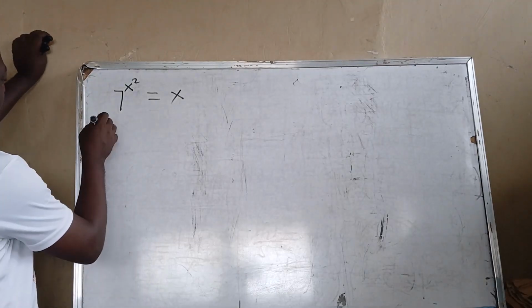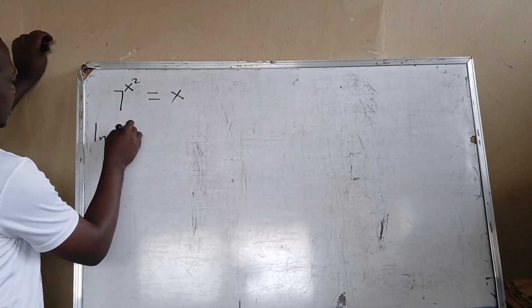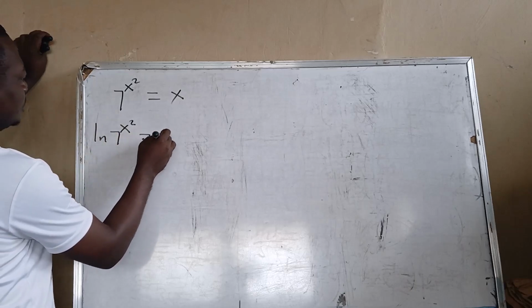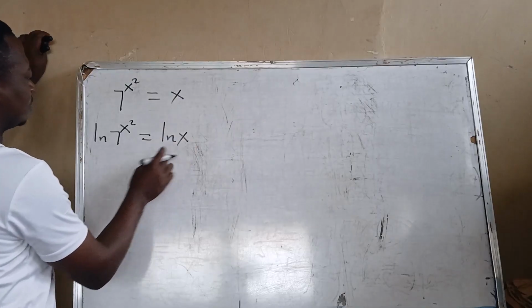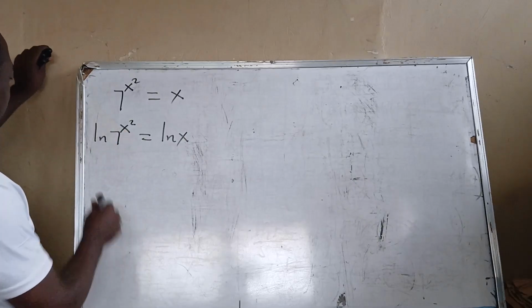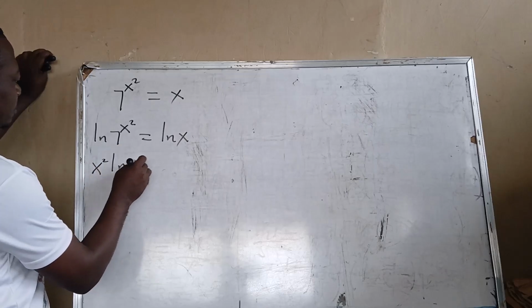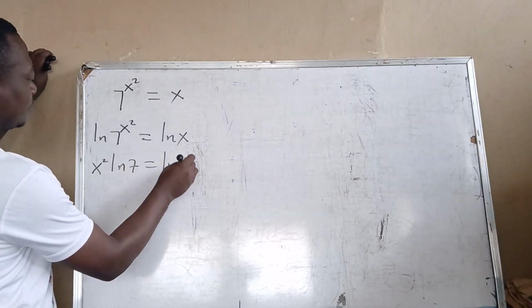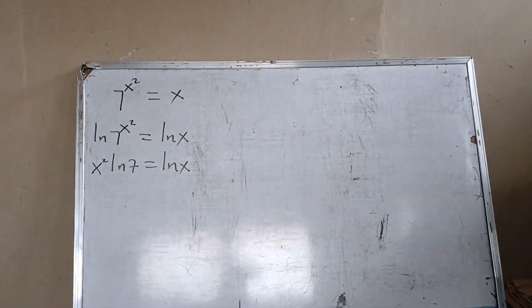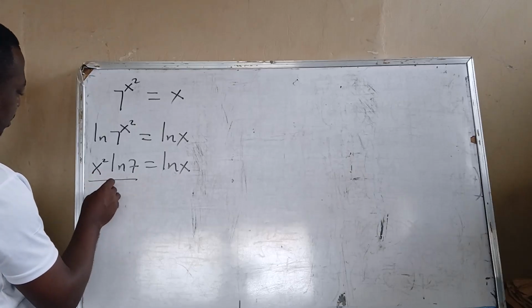So from here, I'll take natural log on both sides. So that will be ln of x. Okay, so this one is a power rule. That will be x squared ln of 7 equals ln of x. Okay, now from here, I want this one to come here, so I'll divide both sides by x squared.